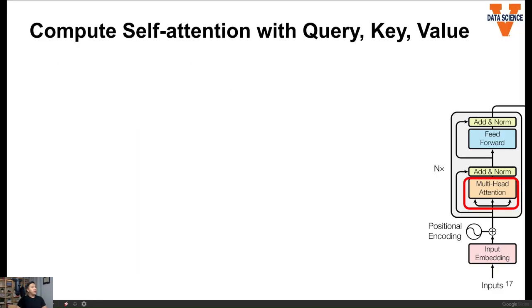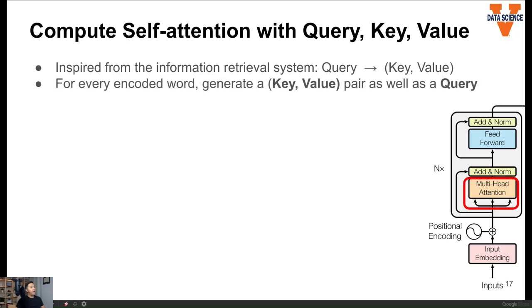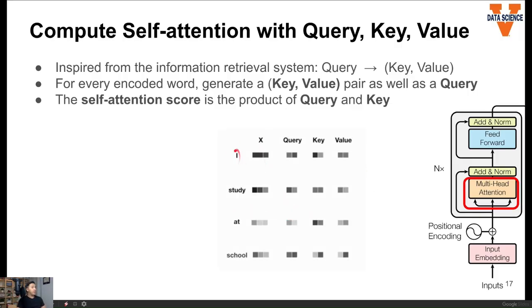We're going to compute the self-attention score with query, key, and value, and these are inspired by information retrieval systems. You have a query to a paired key and value. For every encoded word, we're going to generate a key-value pair as well as a query. So we're going to generate three things here. And the self-attention score is the inner dot product of query and key. For every word here, for example, in "I study at school", for the word I we have the positional encoding. Then from here, I generate query, key, and value. I do that for each and every word.